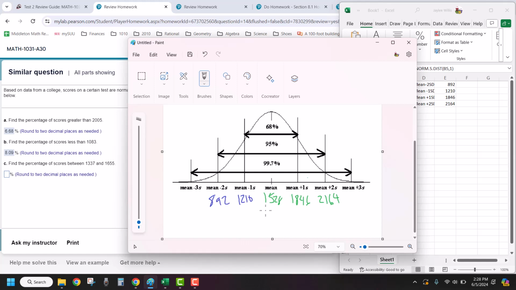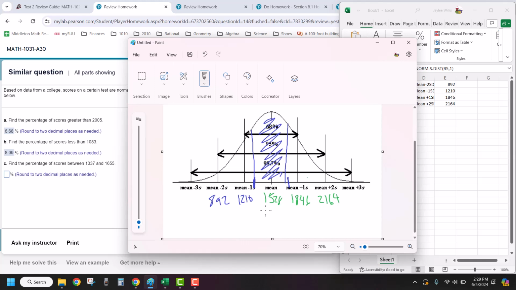So I'm trying to find the percentage of scores between 1,337 and 1,655. So if I look at where those are on the number line, 1,337 is going to be below the mean, but not a full standard deviation below the mean. So I would expect my z-score is going to be negative 0 point something. And then 1,655 is above the mean, but not a full standard deviation above the mean. So what I'm looking for is the percentage of data that is in this range right here.